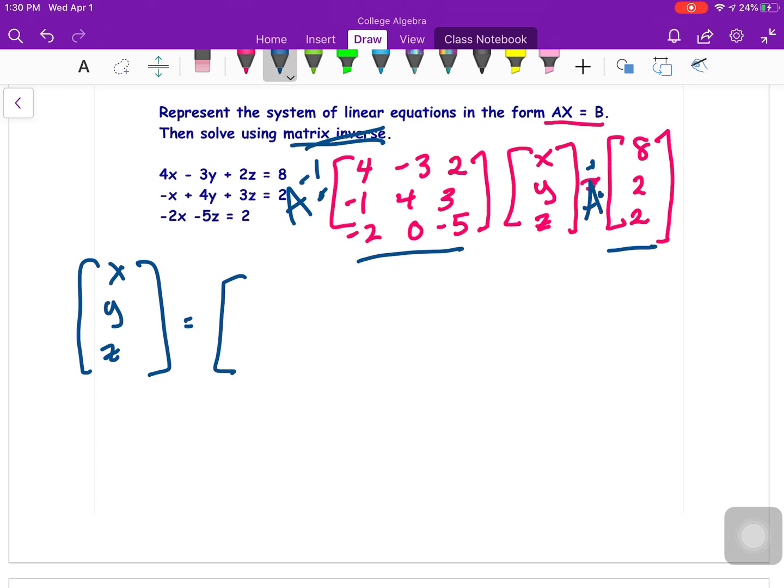You get 224 over 31, 148 over 31, and negative 102 over 31.